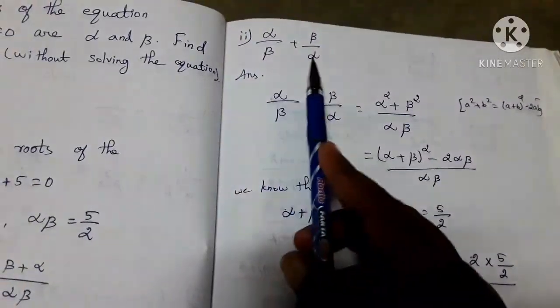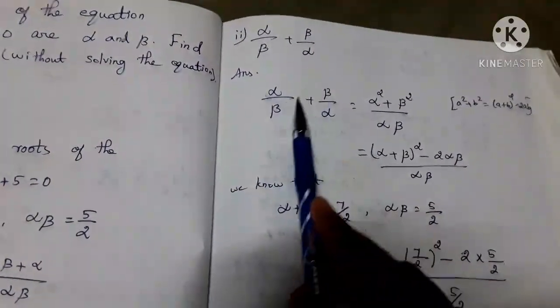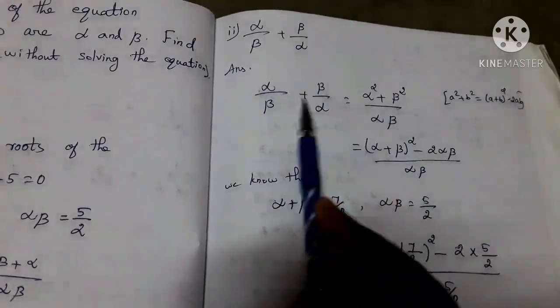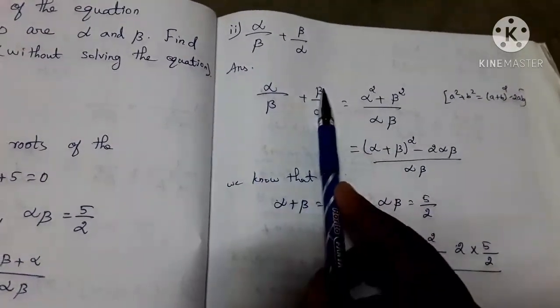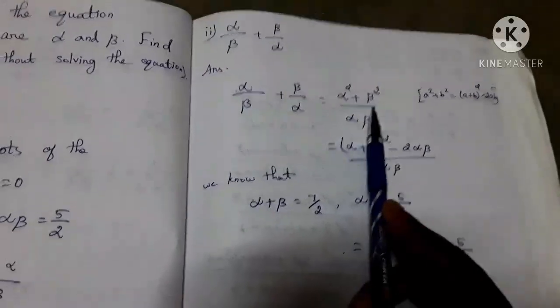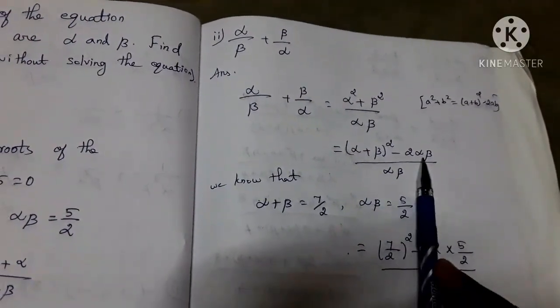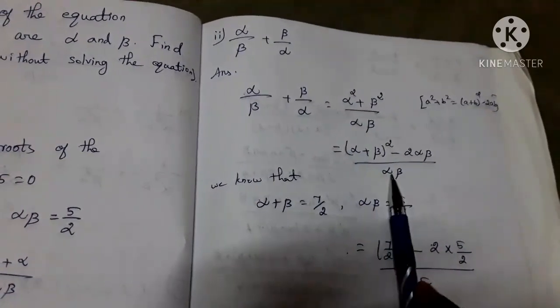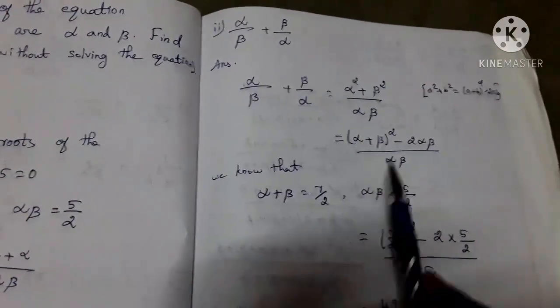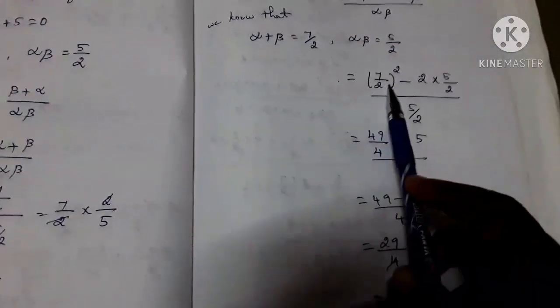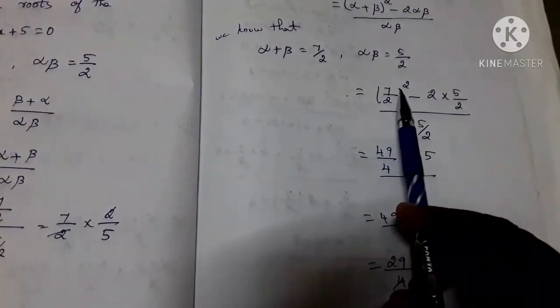Next, alpha by beta plus beta by alpha. Here also we take the LCM, alpha beta. Here we multiply by alpha square, here by beta square. So alpha square plus beta square is alpha plus beta the whole square minus 2 alpha beta, divided by alpha beta. Alpha plus beta is 7 by 2, alpha beta is 5 by 2. You have to apply these and find the value.